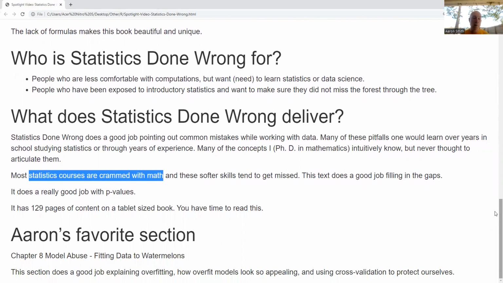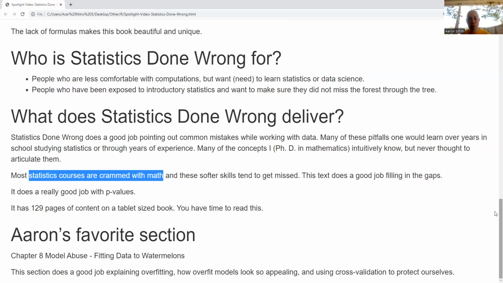Now, what was my personal favorite section? I do a lot of predictive analytics, and so of course, my favorite section was chapter 8, model abuse, and specifically the fitting data to watermelons. First of all, it's a funny name. It talks about a case study where somebody for a paper used advanced sensors on the hollowness of watermelons to measure ripeness. And it worked out that they ended up having 1,600 predictor variables for ripeness. Because they had such a small sample size, they're going to have perfect model fit on their data. So this is a very good example of overfitting a model. It's a real life example.